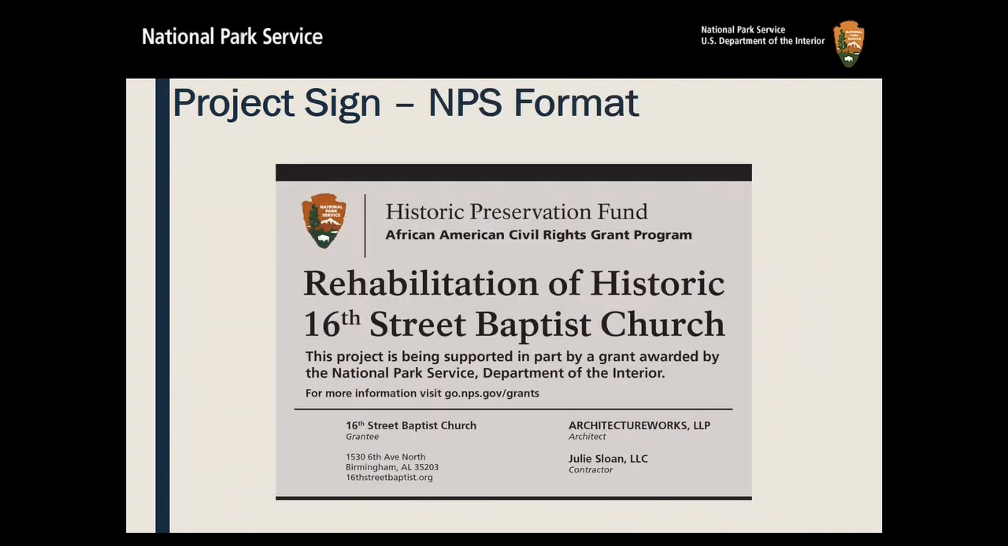So this is an example of our project sign in our format that has the arrowhead. The benefit of having our logo is that it's instantly recognizable, and it kind of elevates your project. So for those of you, this is one for African American civil rights, and you can see how it would be fill in the blank depending on your grant program and the name. And it has room at the bottom for those architects and contractors and other funders that would be welcome to add to the bottom.